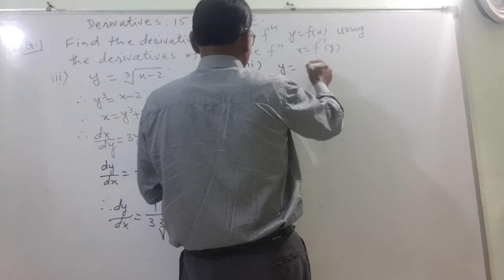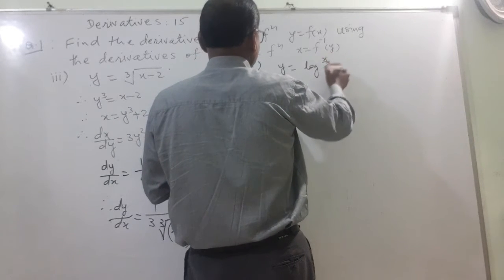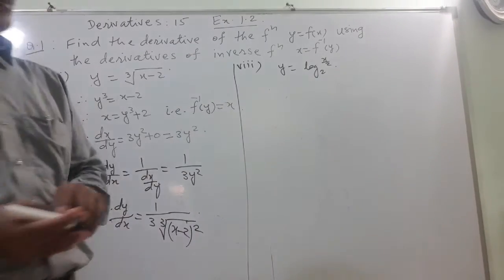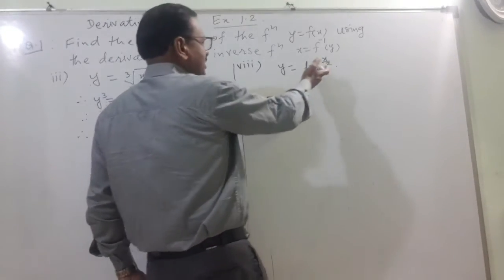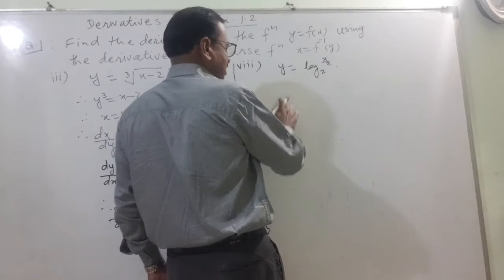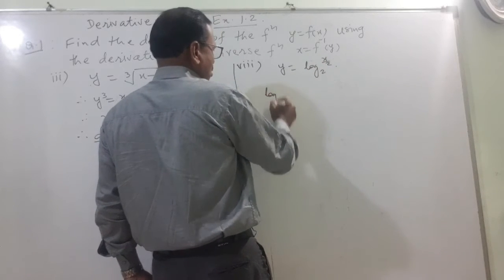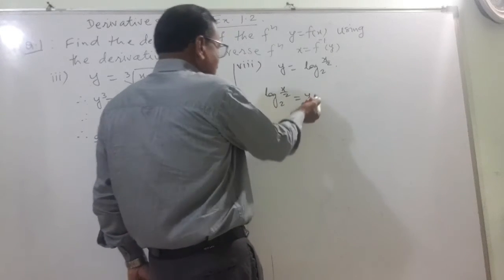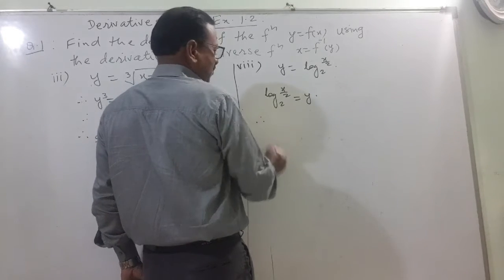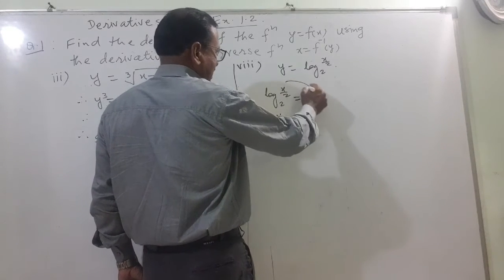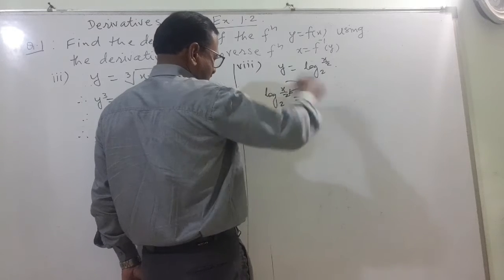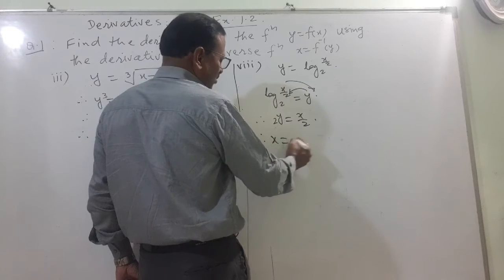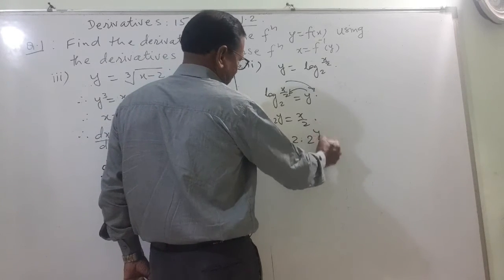Y is equal to log of x by 2 to the base 2. What I have to find? I have to find x equal to something. I have told you this is a logarithmic form. From this I will convert it into the exponential form. So log of x upon 2 to the base 2 is equal to y. This way I write. Now what to do? Bring this here and take it there. Therefore 2 raised to y, just check it, is equal to x by 2. Therefore x is equal to 2 into 2 raised to y.